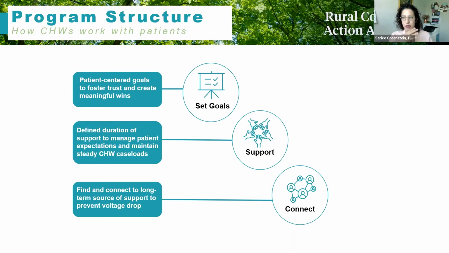And then any community health worker, as they're working with a patient, should be looking for ways to connect the patient to long-term support, whether that's a support group, a family member, or some other kind of case management or social service that's going to support those gains that the community health worker made with the patient during the time that we're working together.